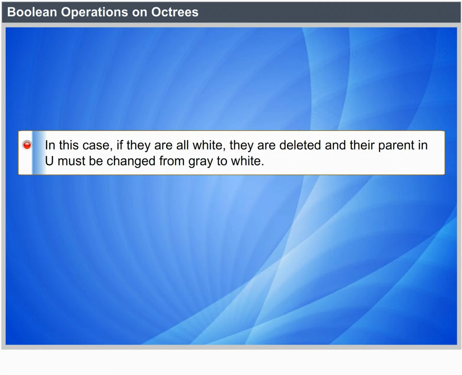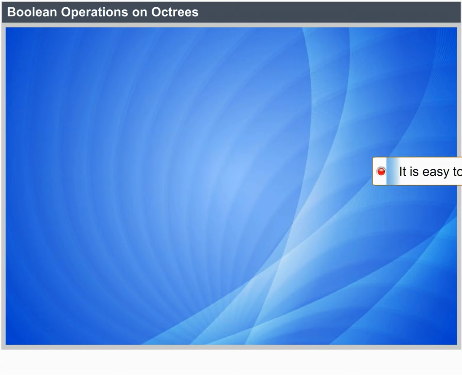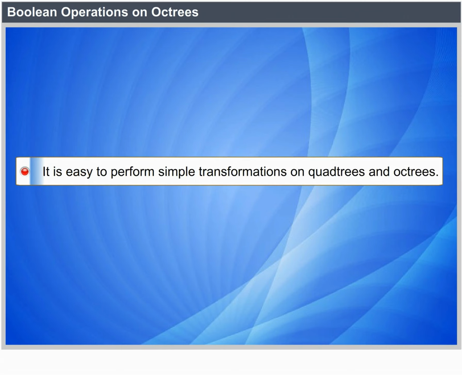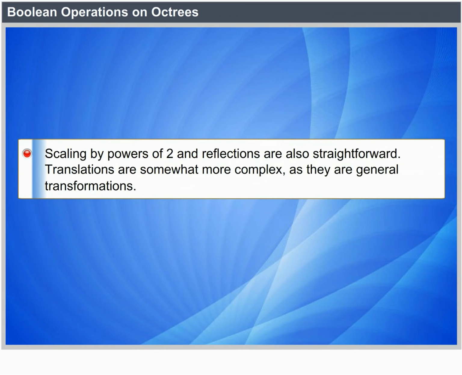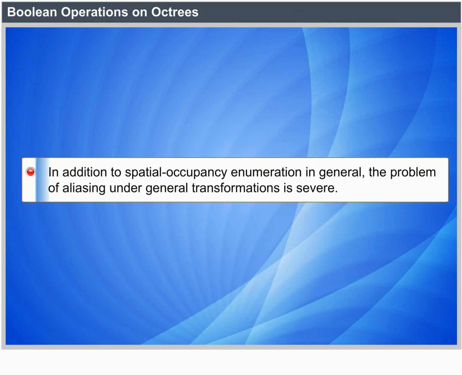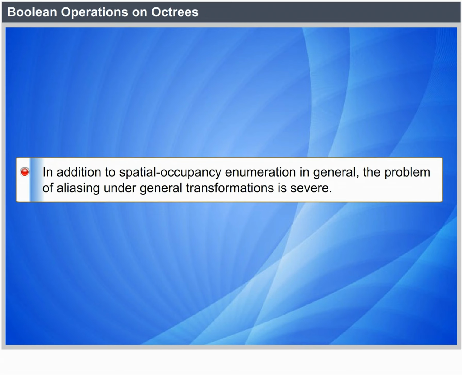In this case, if they are all white, they are deleted and their parent in U must be changed from gray to white. It is easy to perform simple transformations on quad trees and octrees. For example, rotation about an axis by multiples of 90 degrees is accomplished by recursively rotating the children at each level. Scaling by powers of 2 and reflections are also straightforward. Translations are somewhat more complex, as are general transformations. In addition, as in spatial occupancy enumeration in general, the problem of aliasing under general transformations is severe.